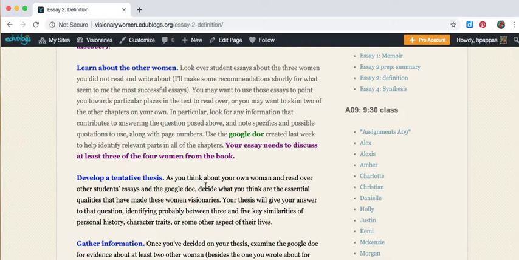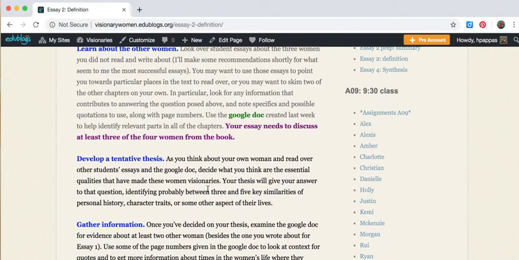In the past, I've had students who organized their essay by woman. So they had a section about Alice Waters and then a section about Jane Jacobs, whatever. You don't want to do that. You have a thesis that identifies these qualities. That should be the organizing principle of your essay, by quality rather than by woman. So you'll have sections of the essay. Well, I'll get into that in a minute.